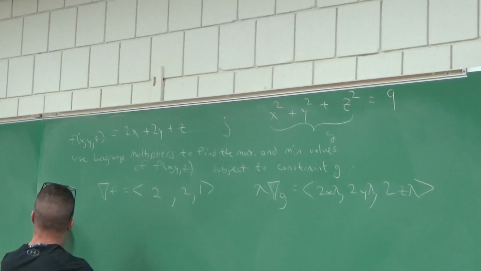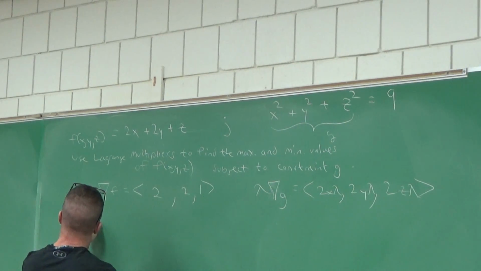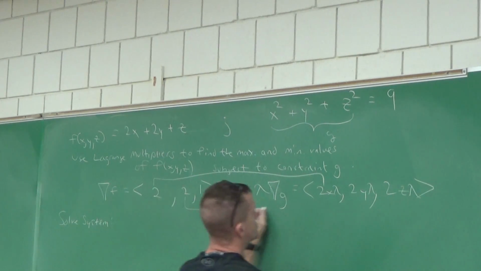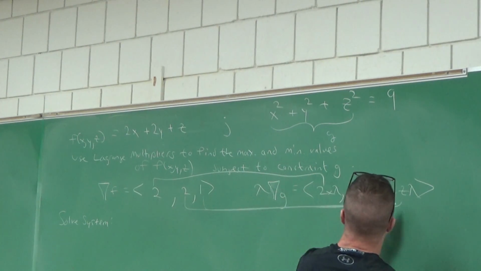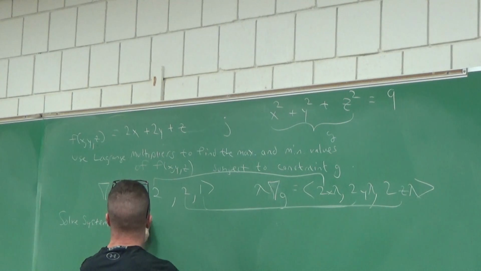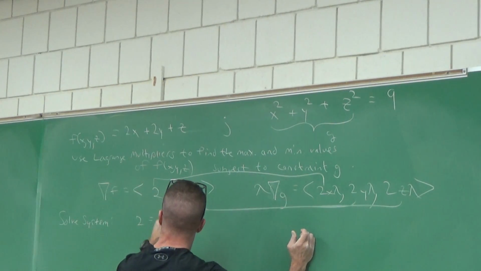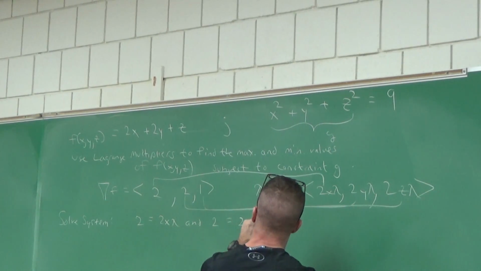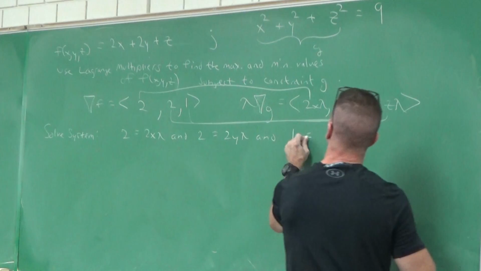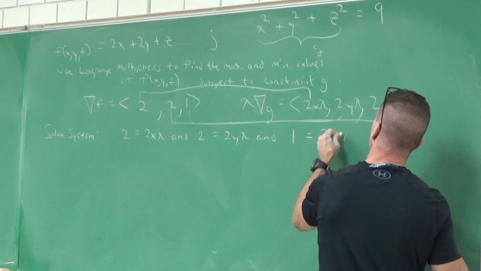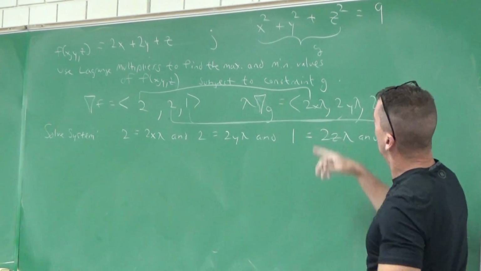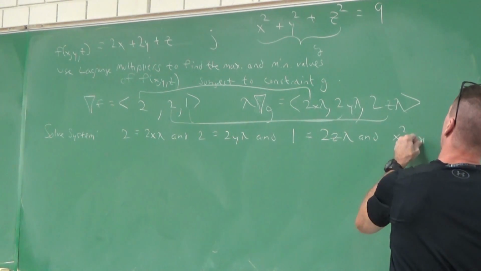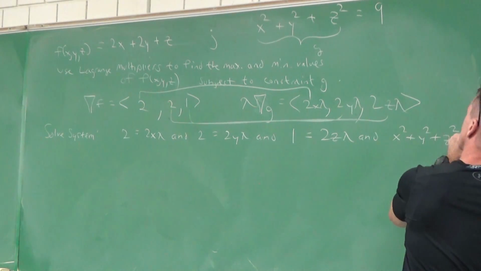So here's the system we're going to solve. We're going to solve this system of equations, where 2 equals 2x lambda, 2 equals 2y lambda, and 1 equals 2z lambda. One more thing, I'm going to write this constraint down, because that's part of the system we're going to solve: x squared plus y squared plus z squared equals 9.